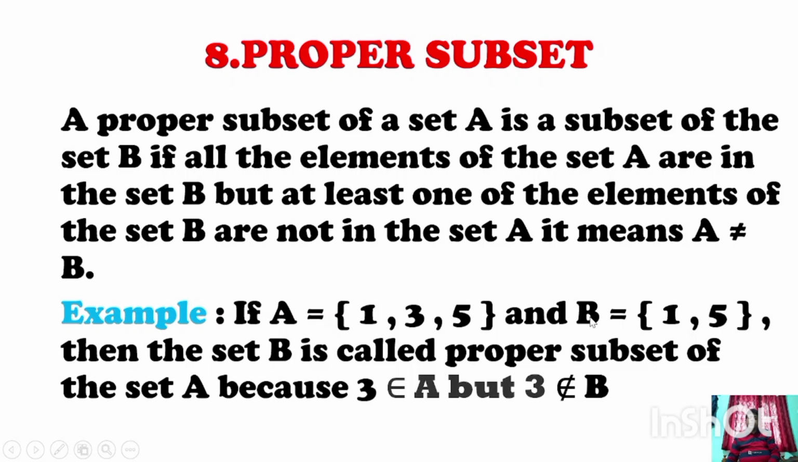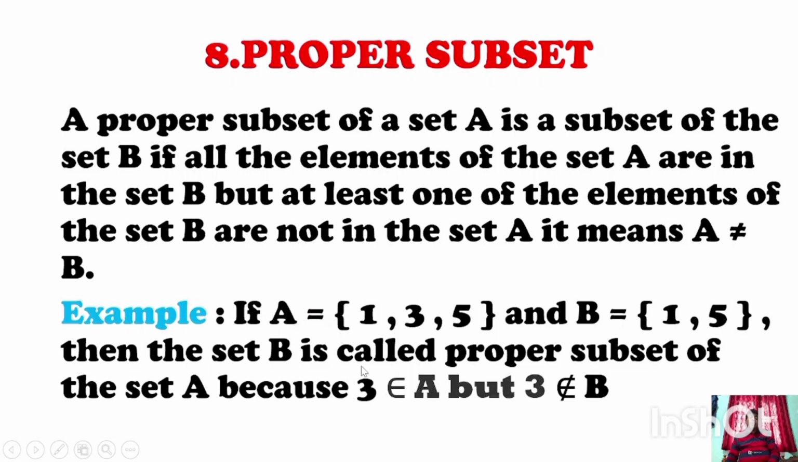Every proper subset is a subset, but the difference is that B is the proper subset of the set A. Very important point. Look, because the element 3 is not in the set B. One of the elements of the set A is not in the set B. Here A is the superset of B.